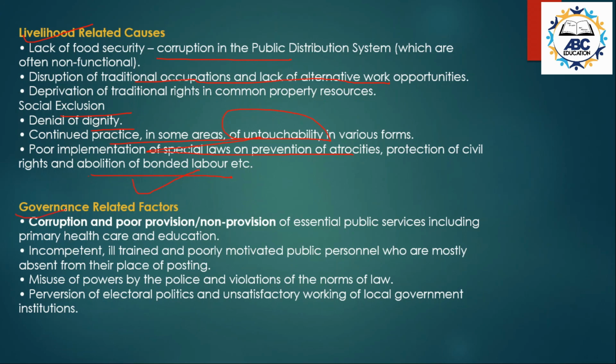देन गवर्नेंस रिलेटेड फैक्टर्स हैं. corruption and poor provision है बहुत ज़्यादा of the essential public services, that the essential public services are not reaching these people. Primary health care and education इन लोगों तक नहीं पहुँच रहा है. ठीक है, health care and education is very important as far as empowerment of a particular societal section is concerned. अगर आपको किसी section of society को empower करना है, so health care and education are the basic amenities which should reach. वो नहीं पहुंच रहा है.